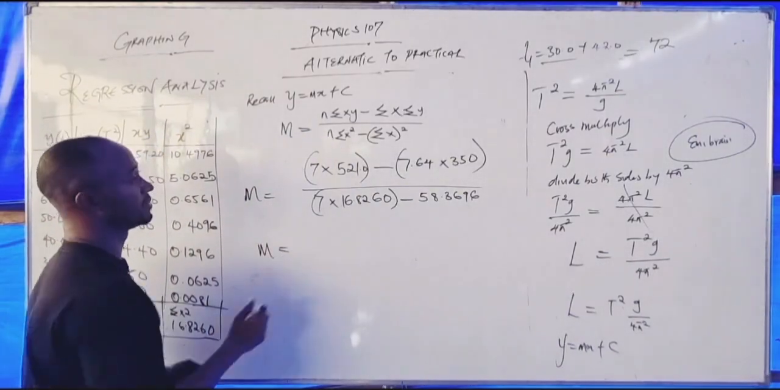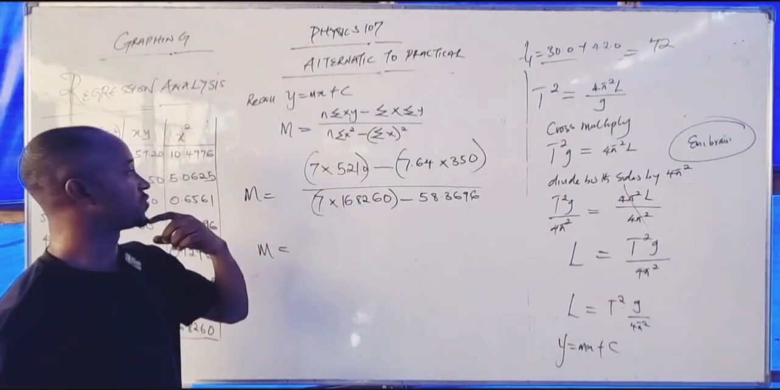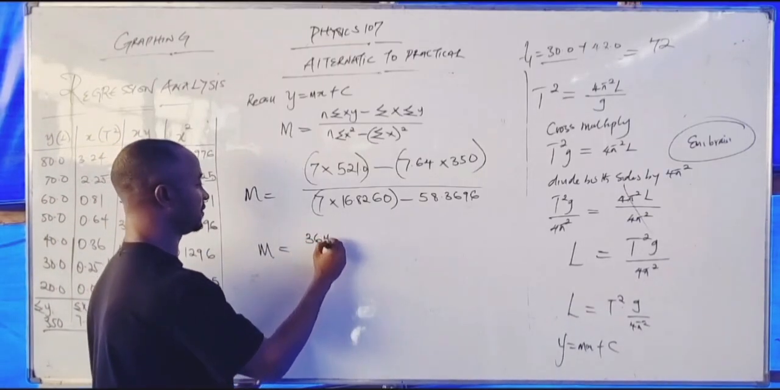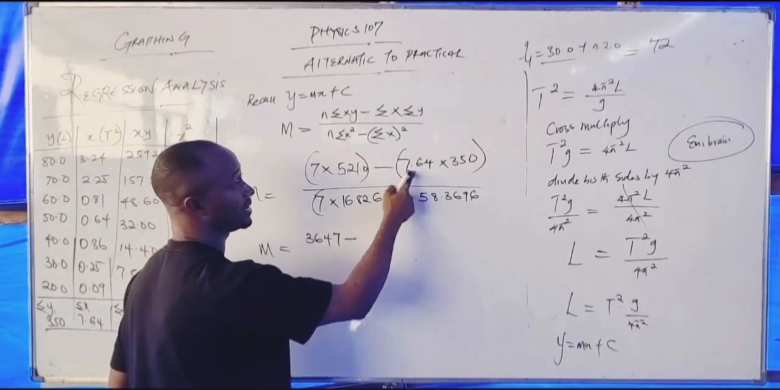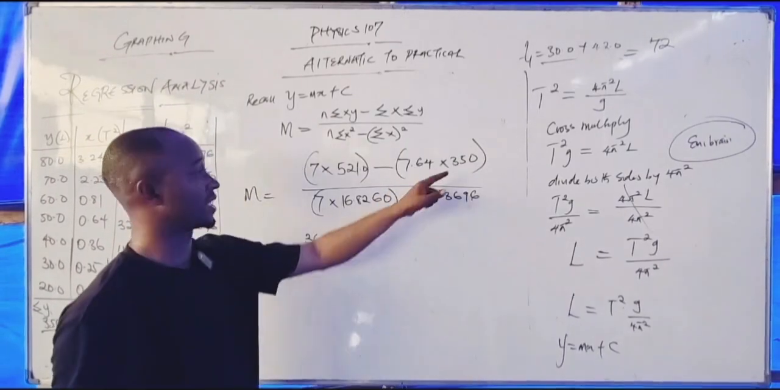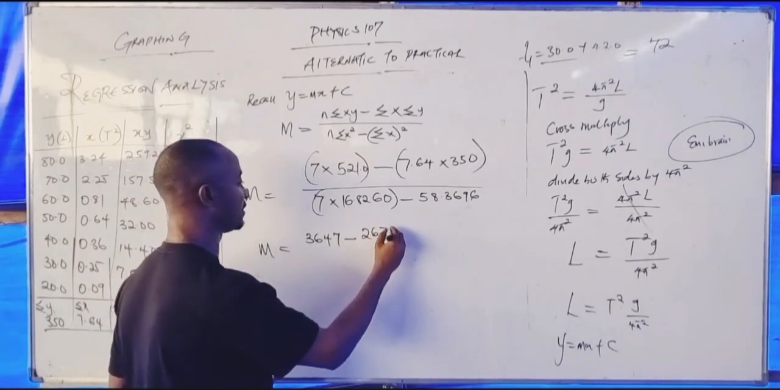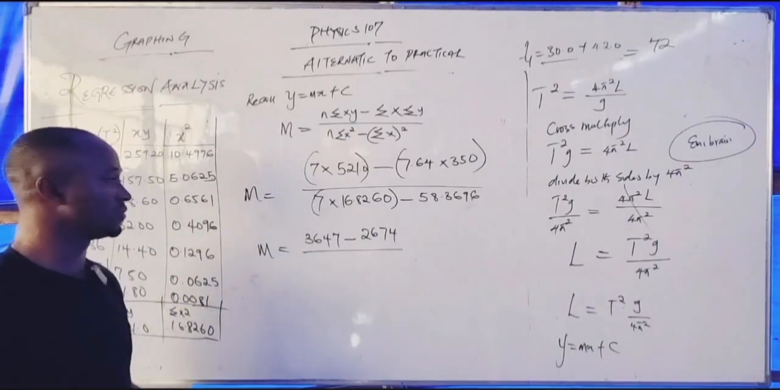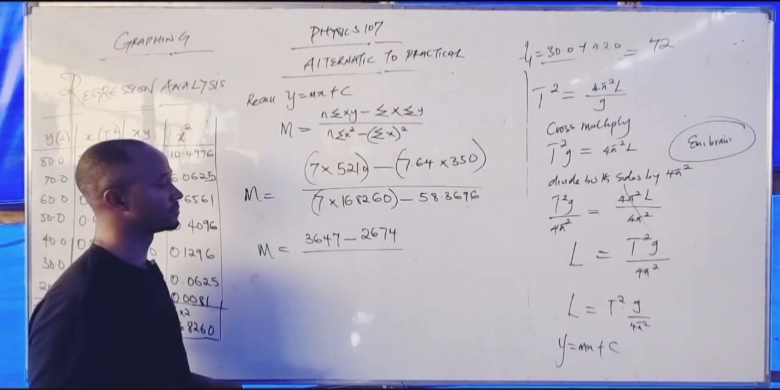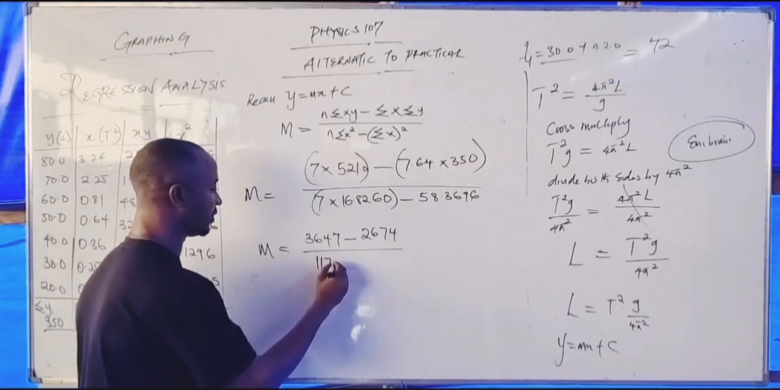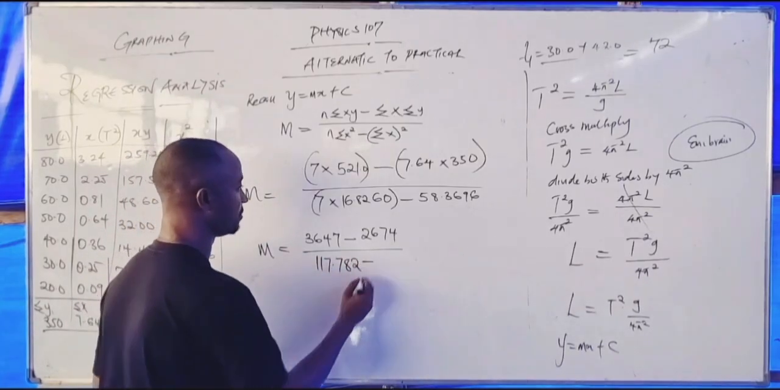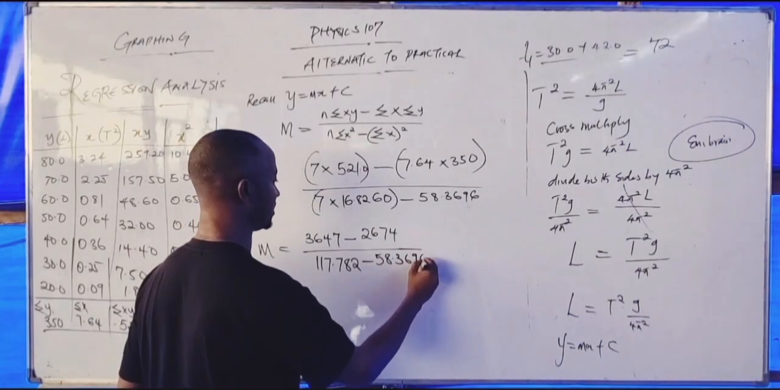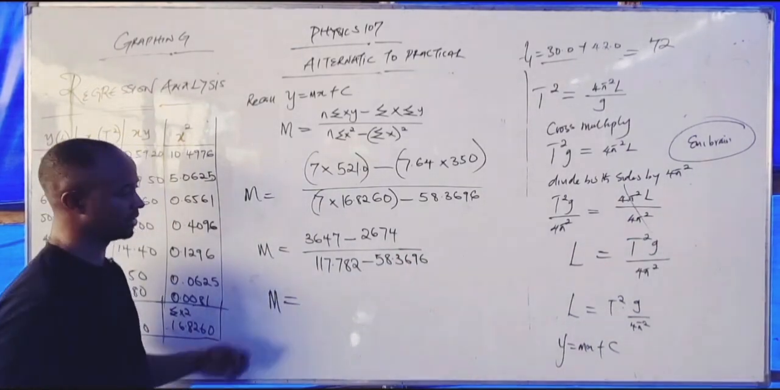So our slope becomes, so multiply 7 by 521 for me. 3647 minus, multiply this, 7.64 multiply with 350. What do you have there? 2674 divided by what? Multiply this for me. 7 times 16.826. 117.782 minus, here we have 58, right? Point what? 3696.